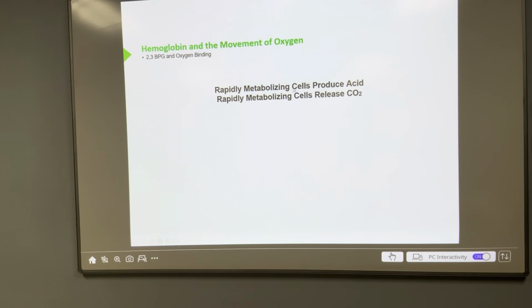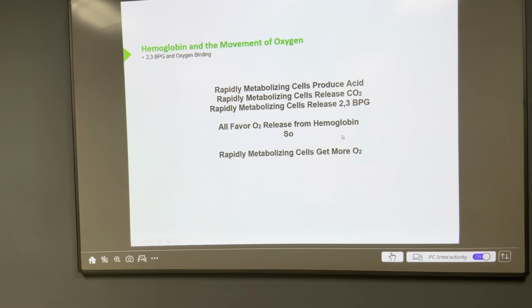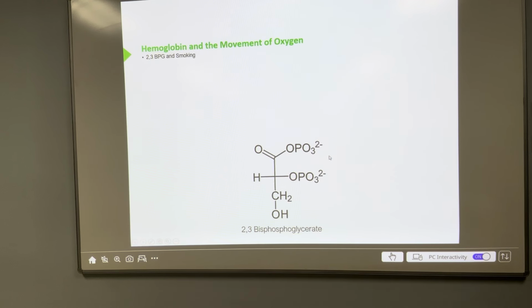So rapidly metabolizing cells produce acid, which means hemoglobin is going to unload oxygen like crazy. Rapidly metabolizing cells release carbon dioxide, it's going to release oxygen. Rapidly metabolizing cells release 2,3-BPG, it's going to release oxygen. All of it favors oxygen release from the hemoglobin. So rapidly metabolizing cells get more oxygen.